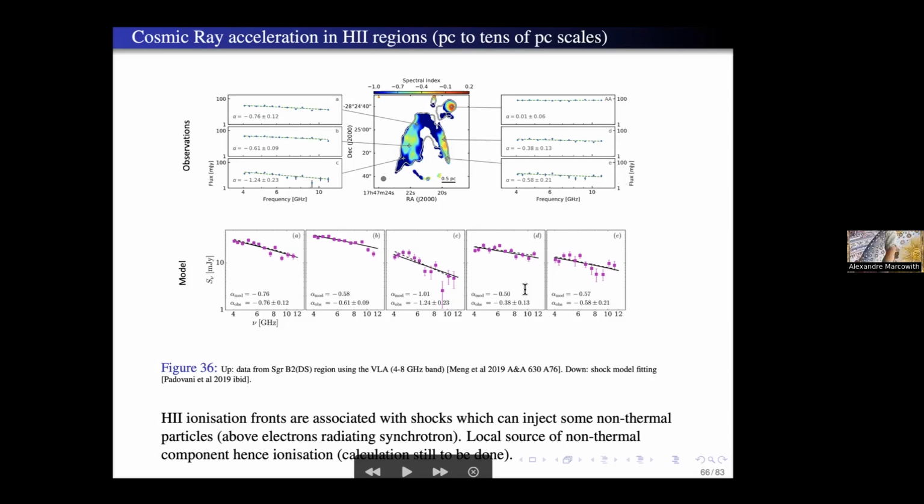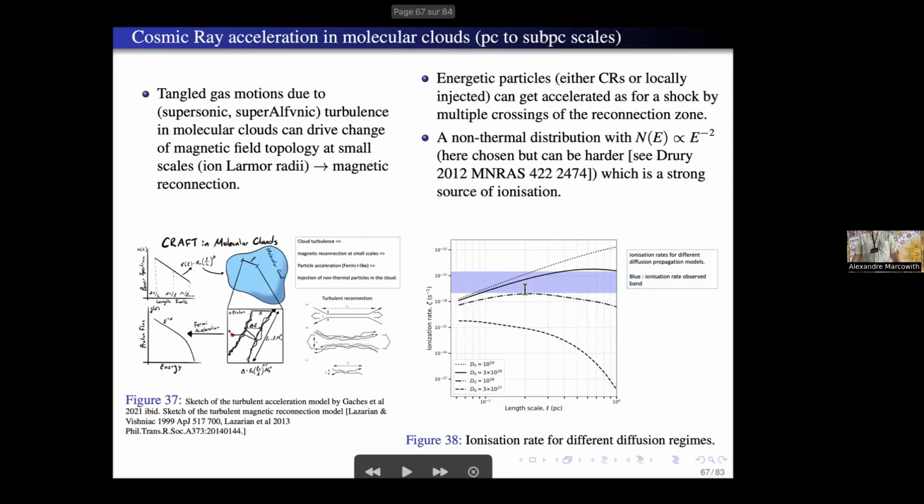So H2 regions may be some source of cosmic rays. Another possibility is that in molecular clouds directly, there is turbulence, and this was presented this morning. Molecular clouds are supersonic, so you have shocks.